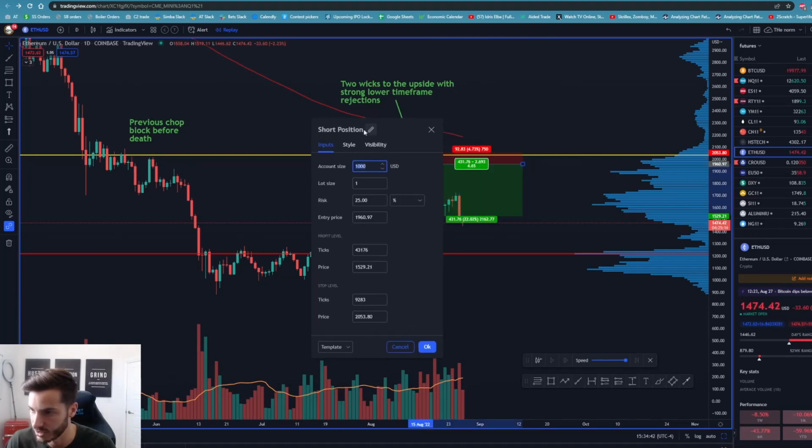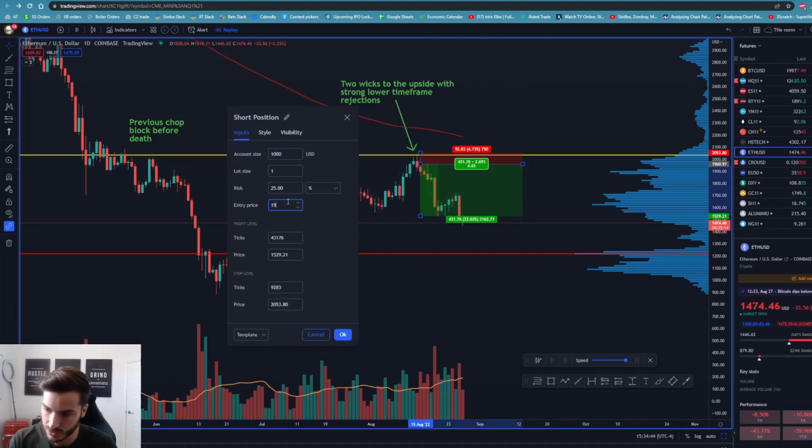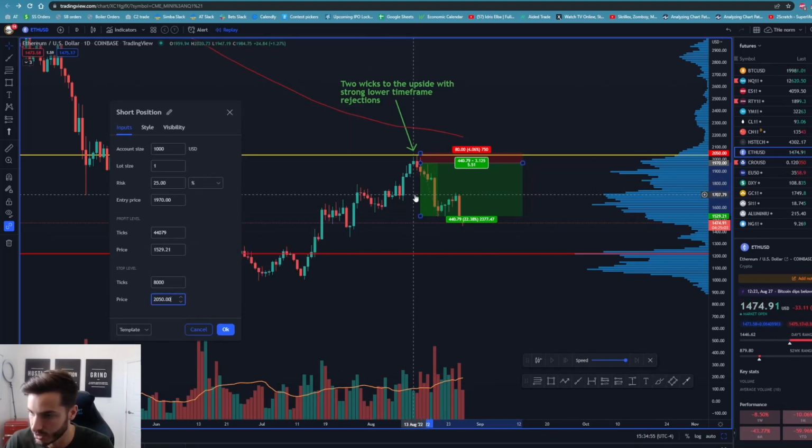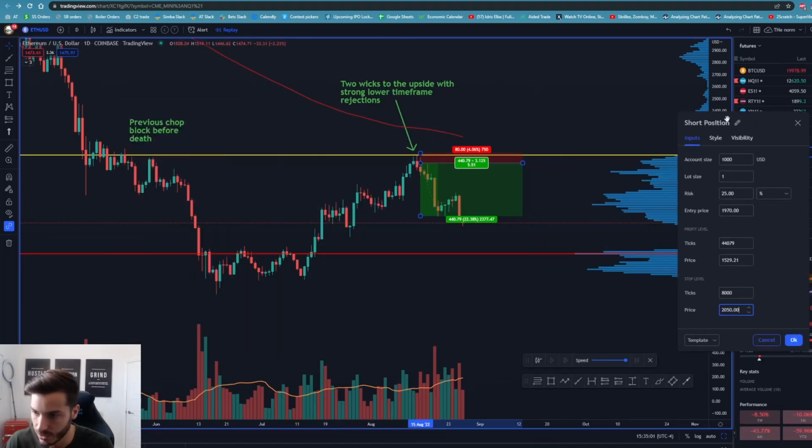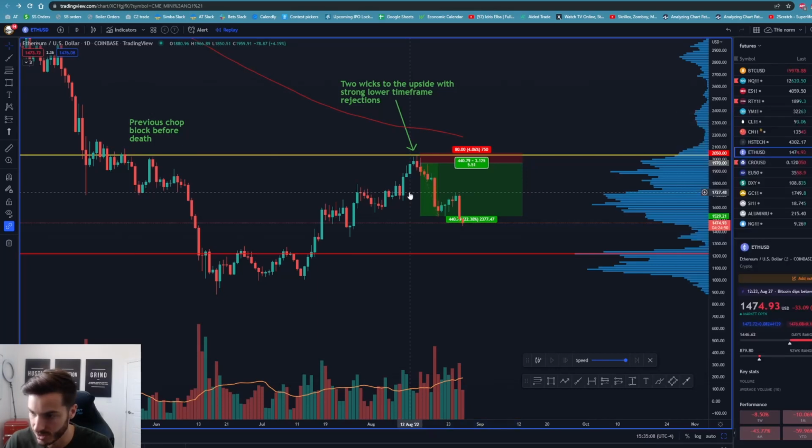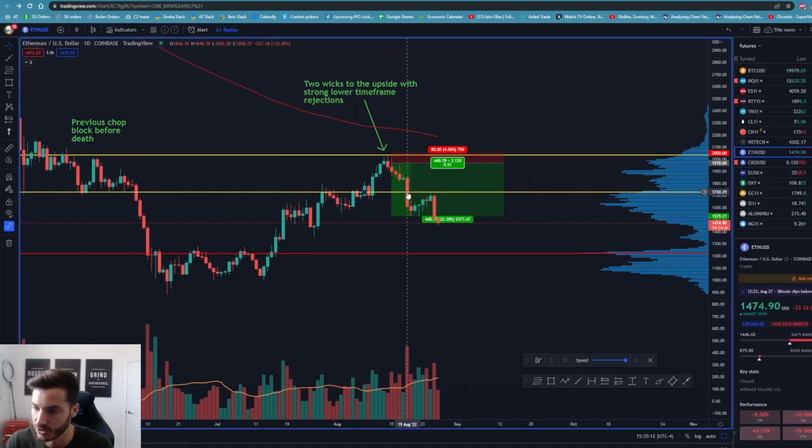So let's just actually type it in exactly. Let's just say 1970, we entered. We would close it for a loss at 2050, and your target is going to be this previous level right here. Your target would be down here because, well, we said that this lined up with this previous level that we had here, here, here. So we can draw this out here, and you can see this is our first level to take profit.